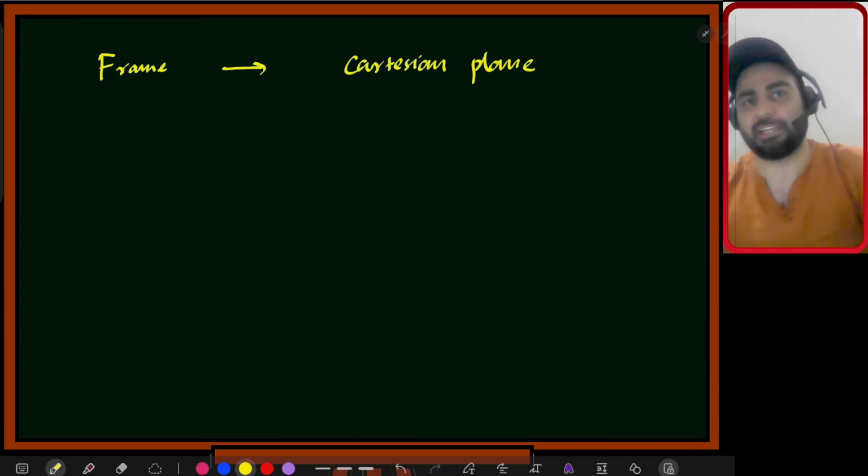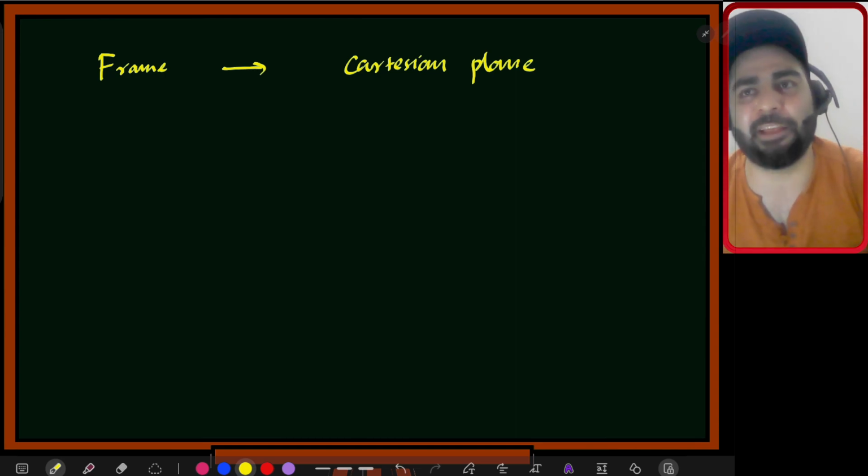So they brought this Cartesian plane. They saw, oh, this is my frame. So we have this frame, we will paint on this.